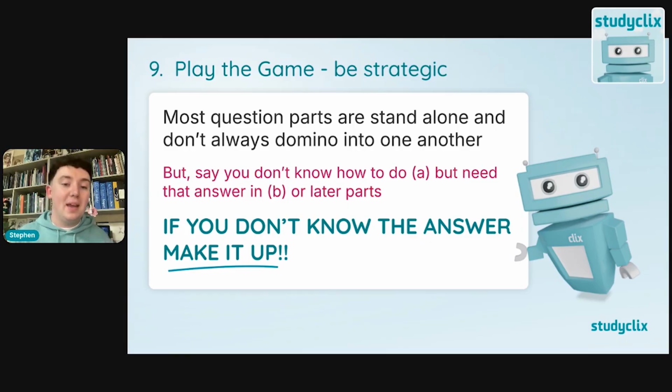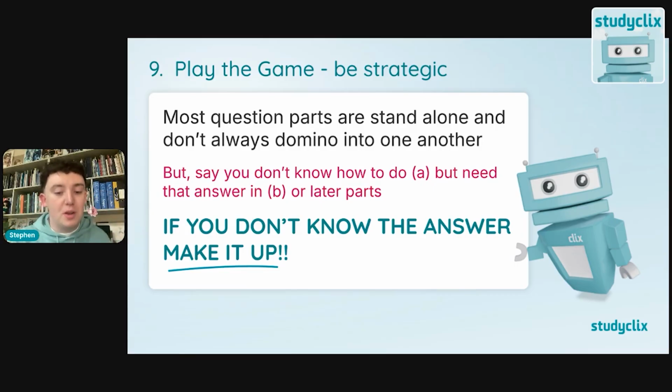We're saying play the game here, be strategic. So we know from exam paper questions that most question parts are standalone. They don't domino into one another. So for example, part A doesn't always go into part B, and you don't always need that answer for part C, but sometimes it does. So let's say you don't know how to do part A of a question, but you need that number in part B or later parts. What are we doing? If you don't know the answer, make it up.